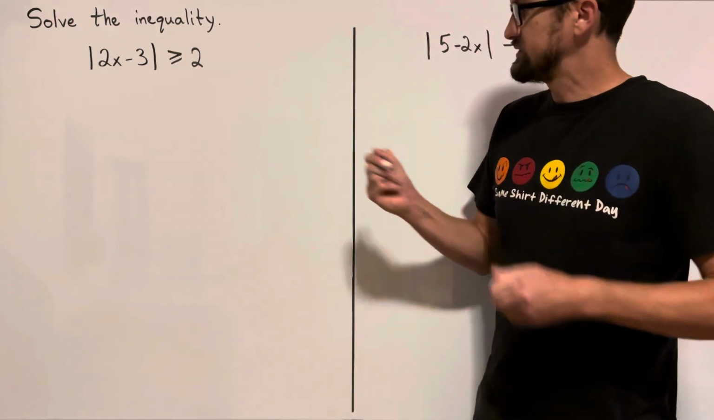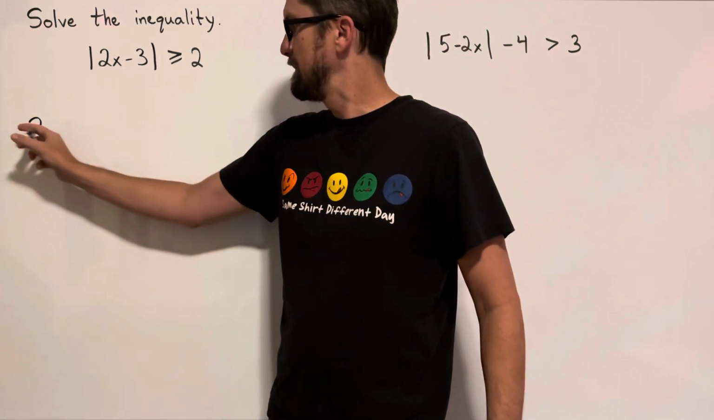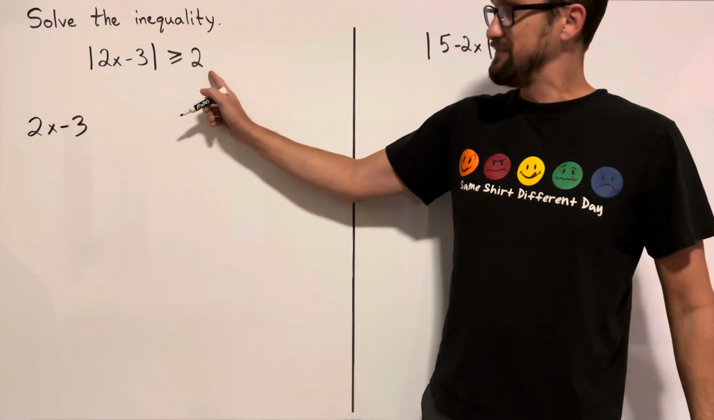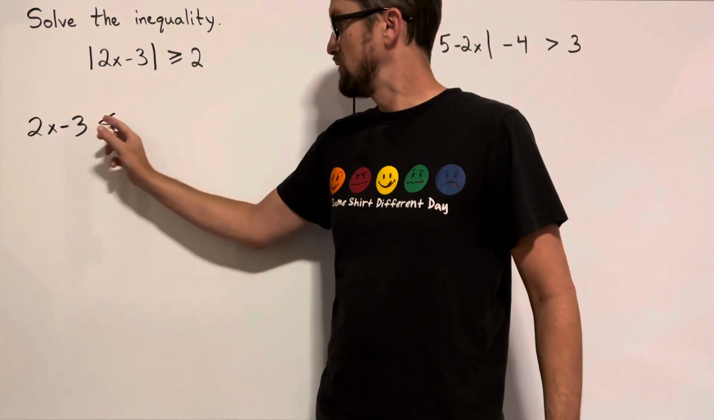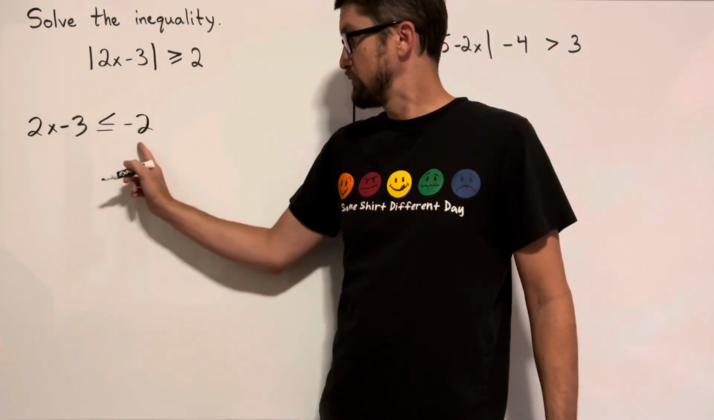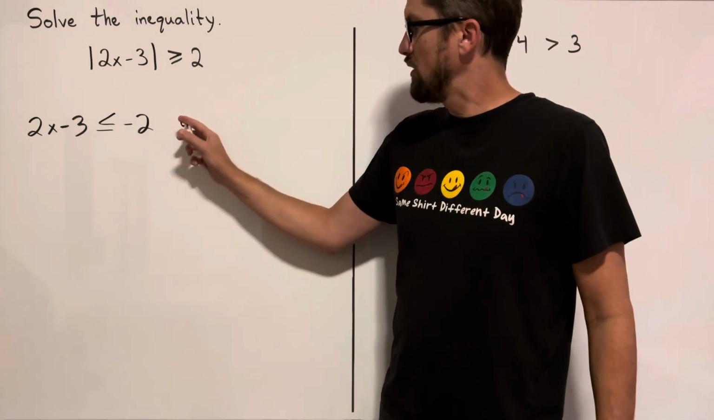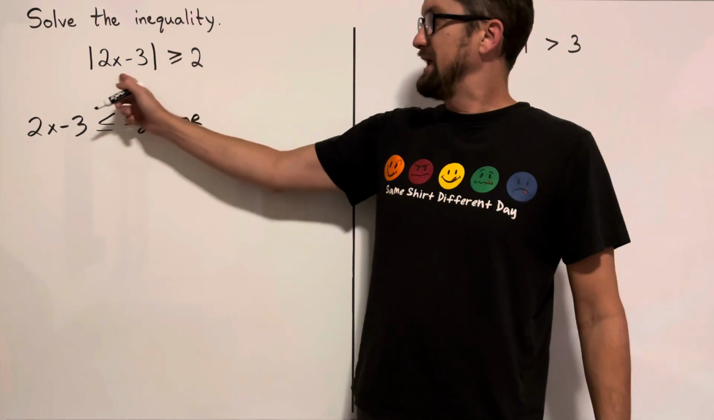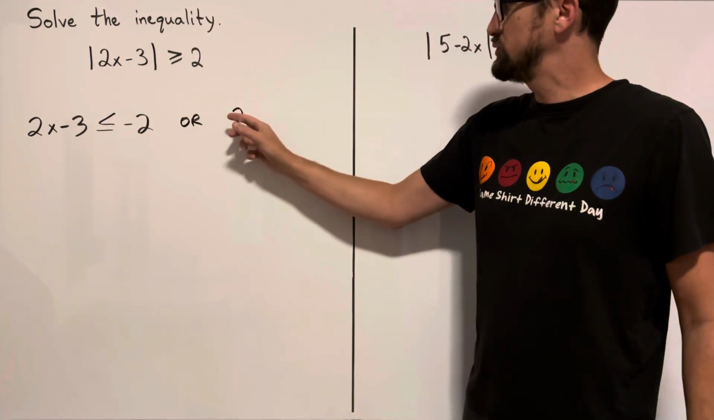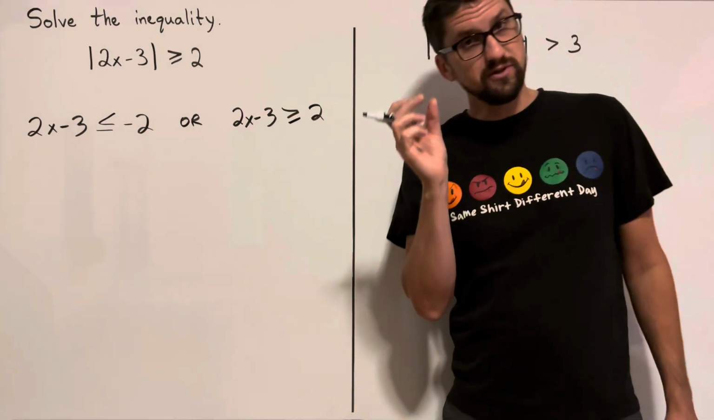into two inequalities. So for the first inequality, we're going to take the inside piece, the 2x minus 3. We're going to reverse the sign and make this negative, so less than or equal to -2. If the inside piece is less than or equal to -2, it's going to make the inequality true. Or, the obvious one, if the inside is greater than or equal to 2. So also do 2x minus 3 greater than or equal to 2. So it splits it into two inequalities.